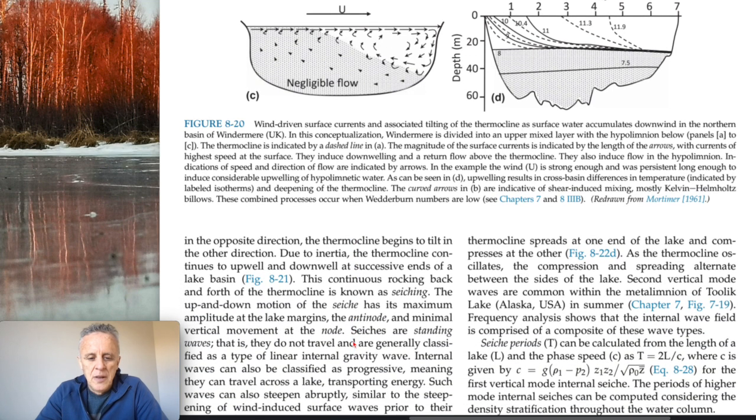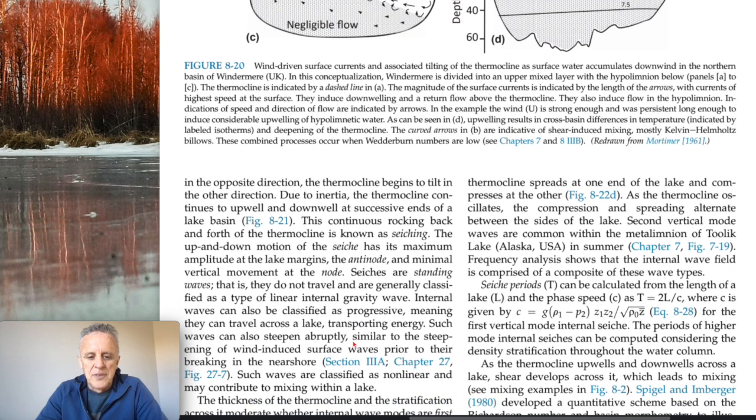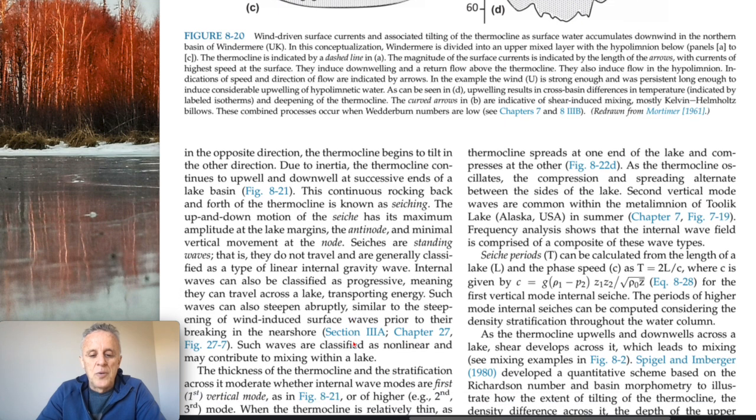Okay. Due to its inertia, the thermocline continues to upwell and downwell at successive ends of a lake basin. This continuous rocking back and forth of the thermocline is known as seiching. The up and down motion of the seiche has its maximum amplitude at the lake margins, the antinode, and minimal vertical movement at the node. Seiches are standing waves, that is, they do not travel and are generally classified as a type of linear internal gravity wave. Internal waves can also be classified as progressive, meaning that they can travel across a lake, transporting energy.